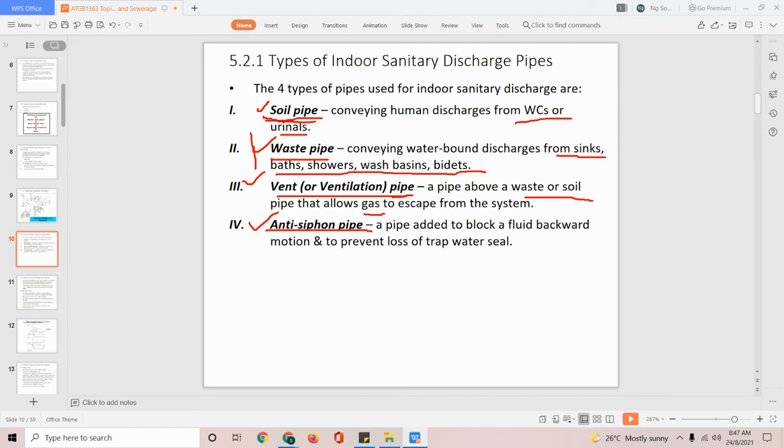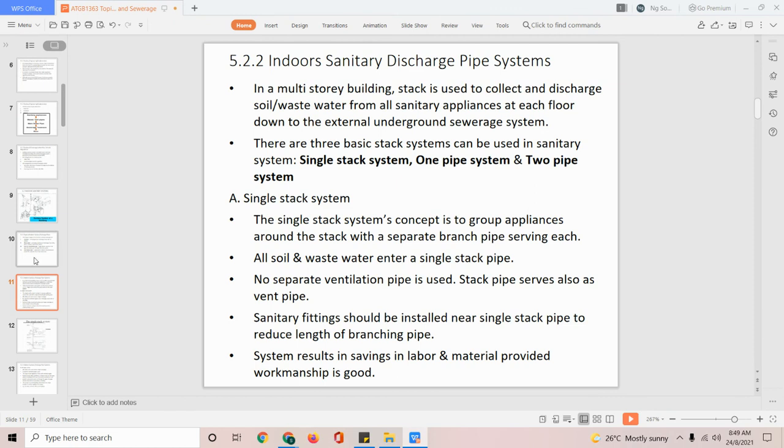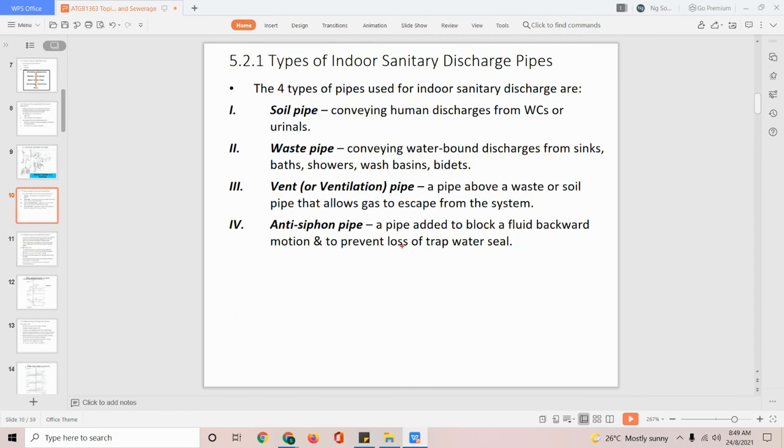So why do we need to have this pipe? Later I will explain in the picture. And then we have another, the anti-siphon pipe. This one is to not allow the fluid to backflow out from your end, and also to prevent loss of the trap seal. So hopefully along the way, I will cover all the reasoning on why and how it works.